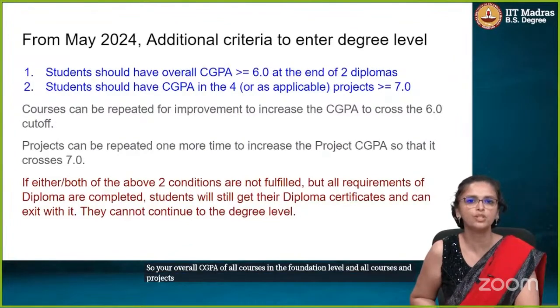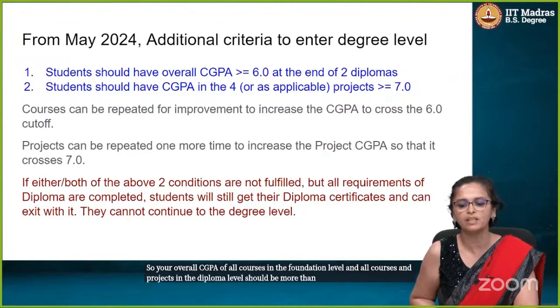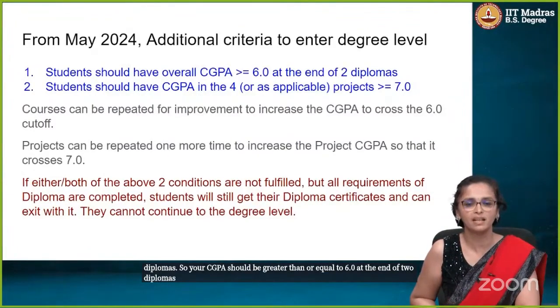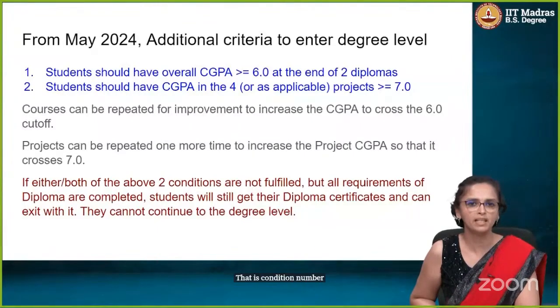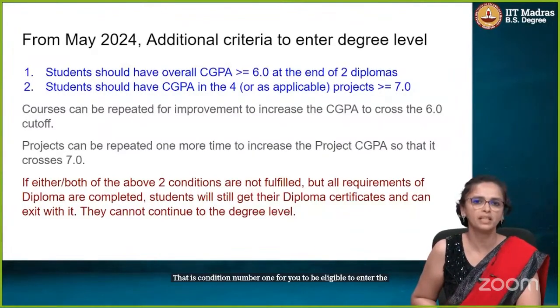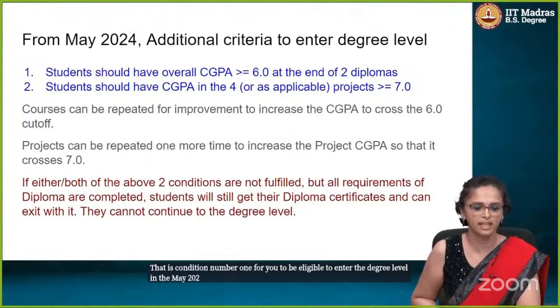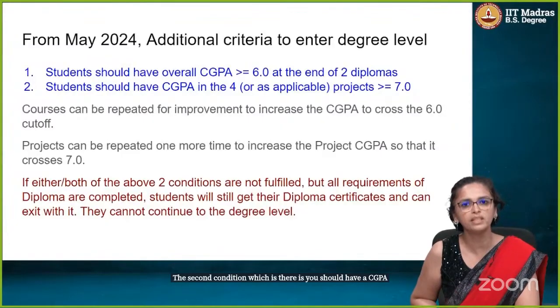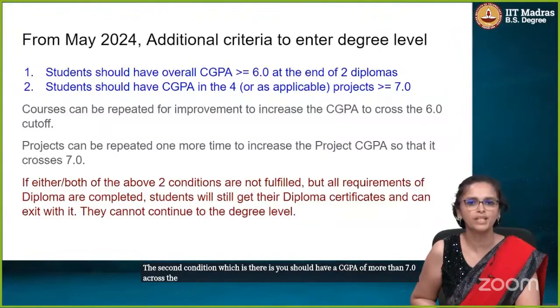in the diploma level should be more than 6.0 at the end of 2 diplomas. So your CGPA should be greater than or equal to 6.0 at the end of 2 diplomas. That is condition number 1 for you to be eligible to enter the degree level in the May 2024 term or thereafter. The second condition is you should have a CGPA of more than 7.0 across the diploma projects that you have done.